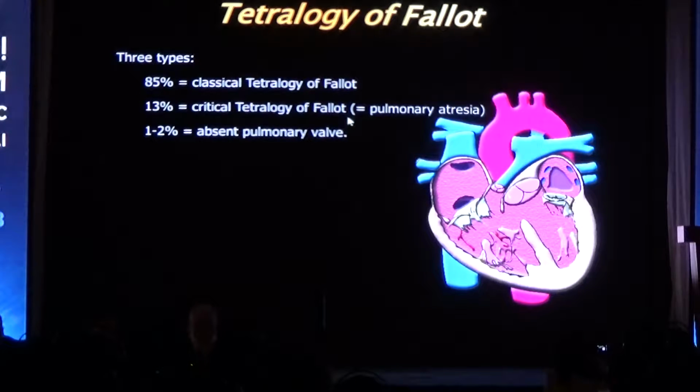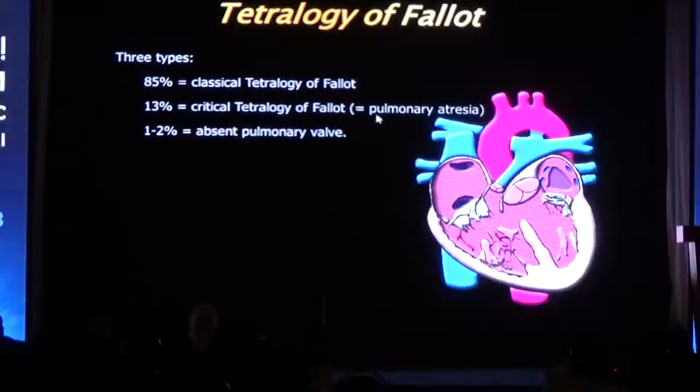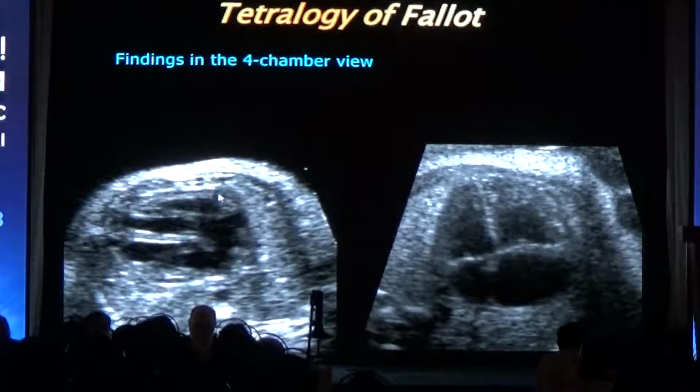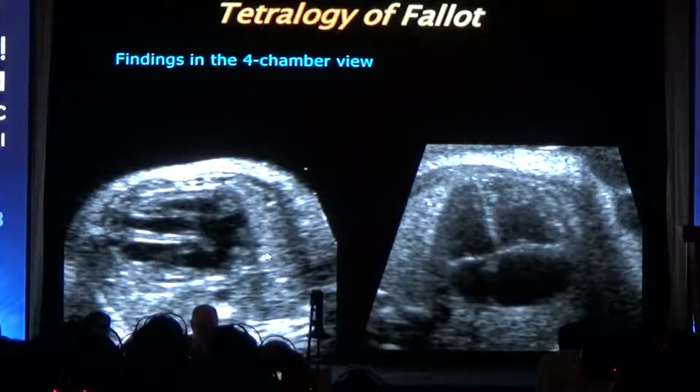Now, don't be disappointed if you do an 18-week exam and you make this nice diagnosis of tetralogy of Fallot, and when the baby is born, it does not have tetralogy of Fallot. Instead, it has pulmonary atresia with ventricular septal defect. Well, you didn't make a mistake. This is just a normal evolution of the disease. The tetralogy of Fallot has evolved into the pulmonary atresia with ventricular septal defect. And then less commonly, you will have an absent pulmonary valve, and I'll show you the difference when we have finished this segment here.